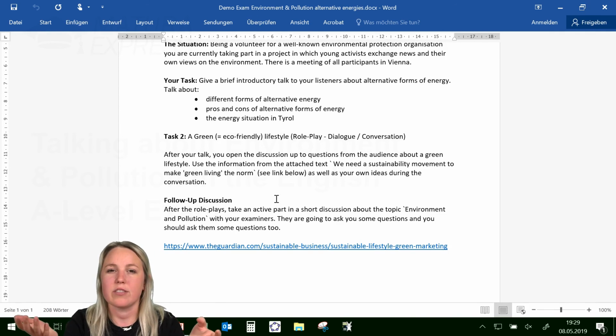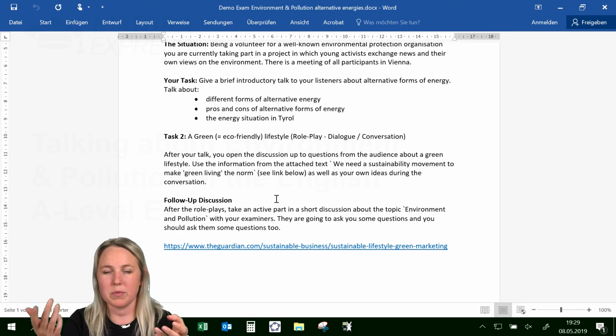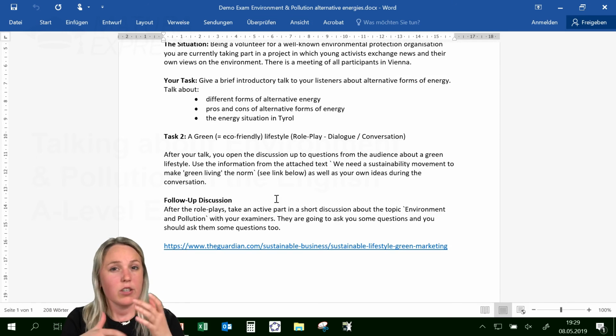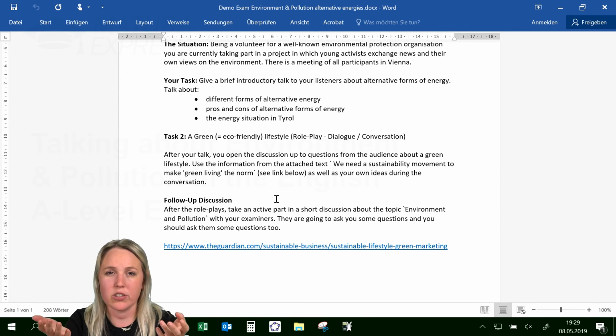what a green lifestyle is. It's not that you have a green face or something like that. It's just that you drive less, drive smart. You can talk about recycling, modes of transportation, buying locally. There are many things to talk about when talking about a green, eco-friendly lifestyle.